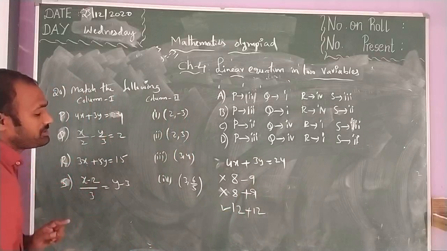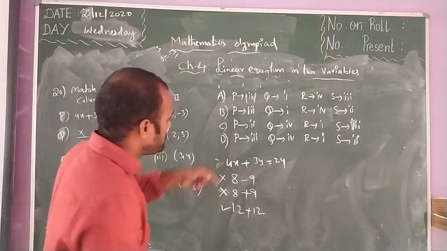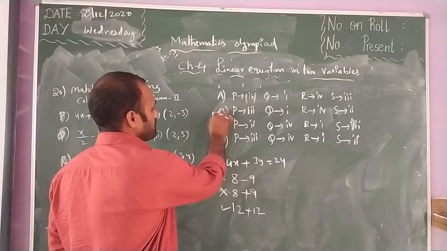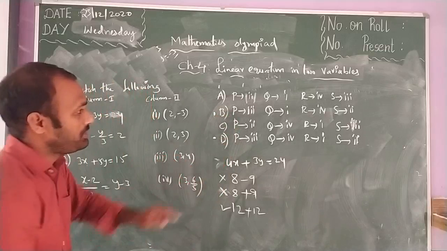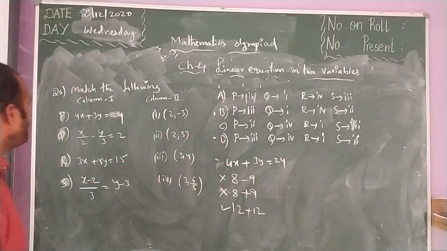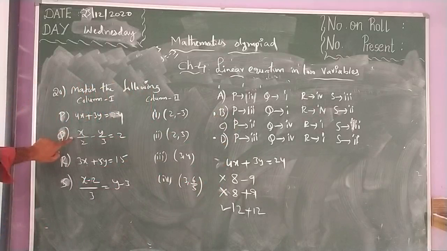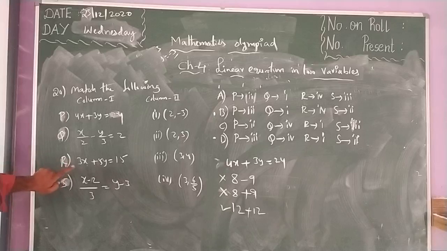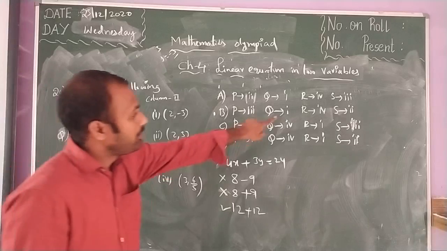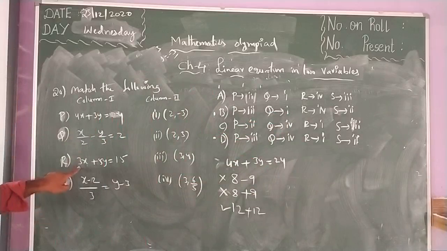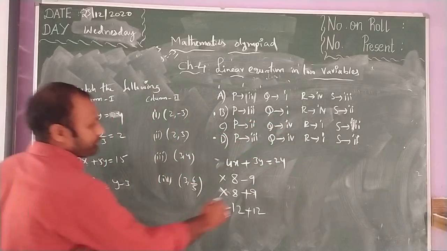P should be matched with 3. So we have the B option and the D option left. In these two, either may be correct. Next, we will see that this is a fractional value. We will concentrate on R. In this R, we will check the values again.